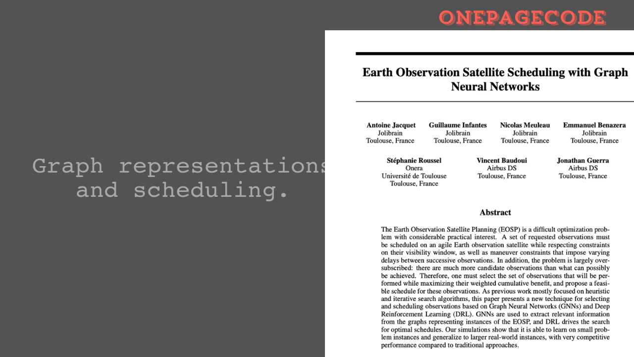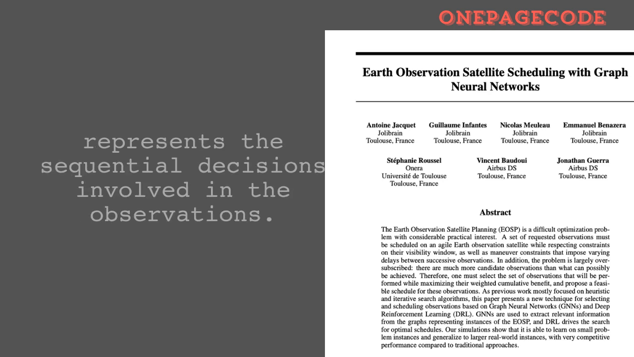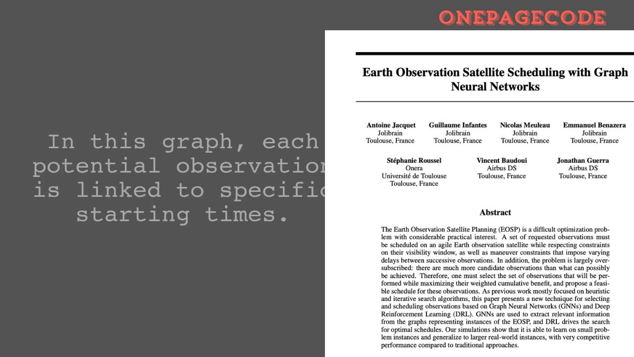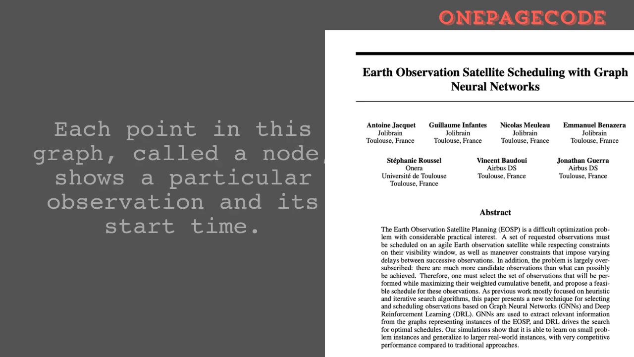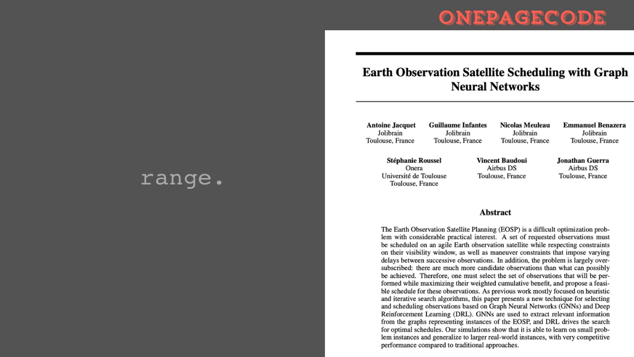Graph representations and scheduling. The problem is approached by creating a large graph, referred to as a discrete graph, that represents the sequential decisions involved in the observations. In this graph, each potential observation is linked to specific starting times. Each point in this graph, called a node, shows a particular observation and its start time. For example, a node is labeled with an observation number and its start time within a specified range.